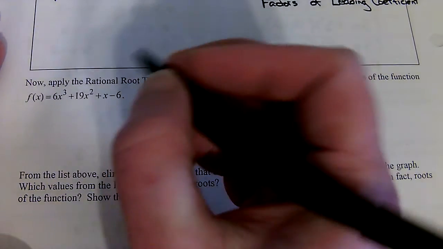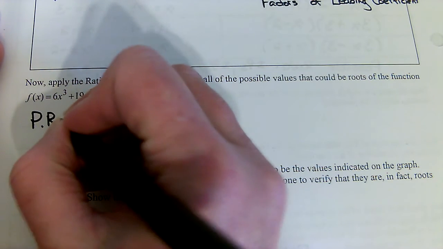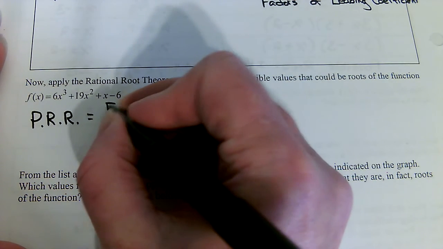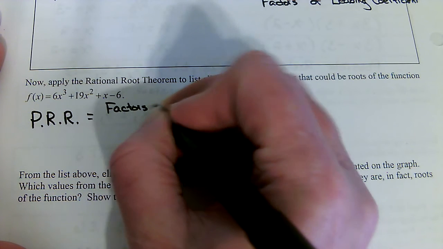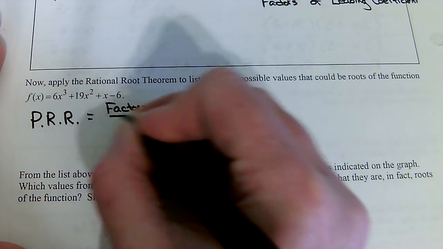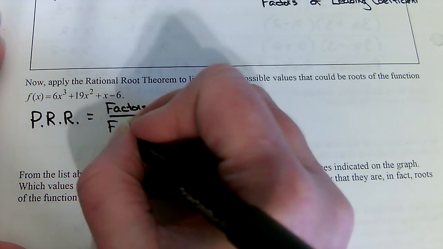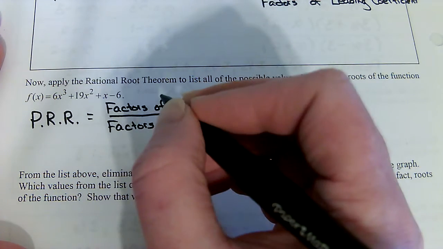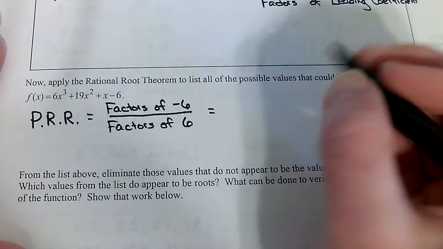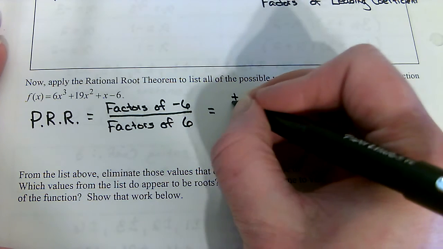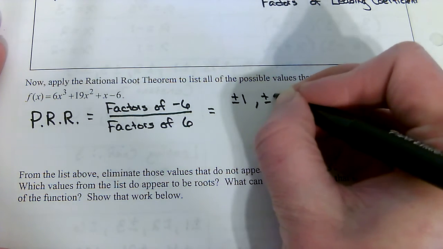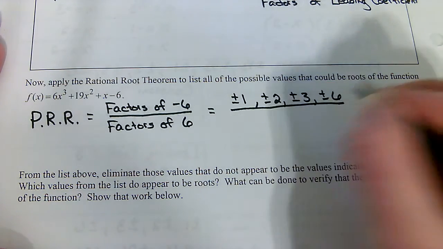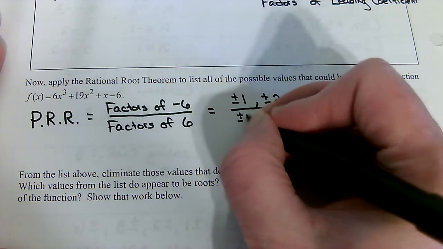So, to find the possible rational roots, which we can abbreviate as PRR, so we don't have to write it all, we're going to take the factors of the constant, which in this case, that's the factors of -6, divided by the factors of the leading coefficient, which is 6. So let's list out all the factors of -6. Well, that'd be plus or minus 1, plus or minus 2, plus or minus 3, and plus or minus 6. The denominator, we'd have the same thing.